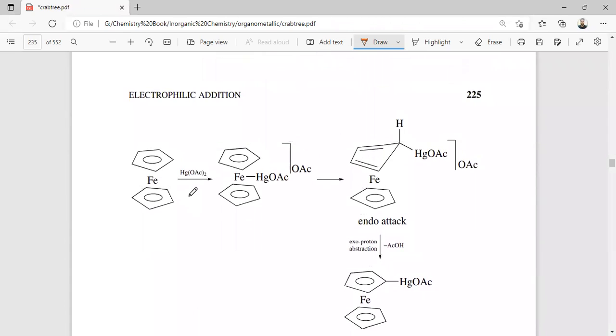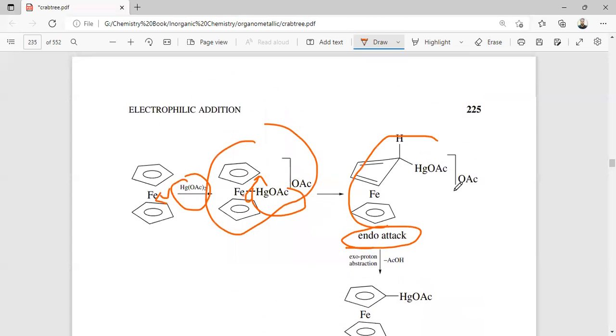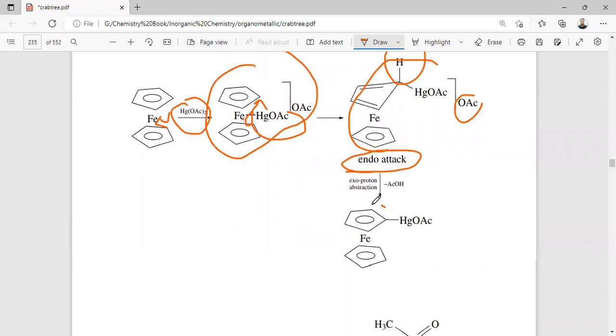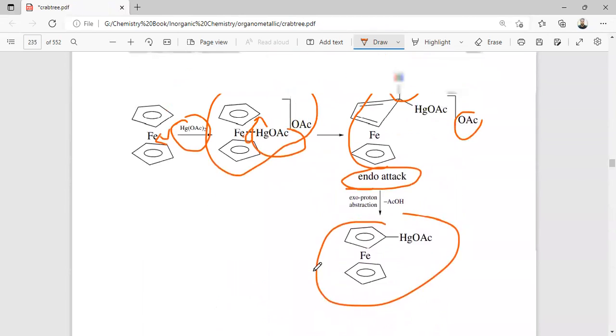So this is an example of endo attack. Here silver acetate is a soft electrophile, so it will first attack the metal center to form this intermediate. Next, there is a transfer of the electrophile to the ligand from the metal center on the endo face. So finally the endo product is formed. Next, the acetate anion can abstract this proton to form this final product. So this is the case for silver acetate.